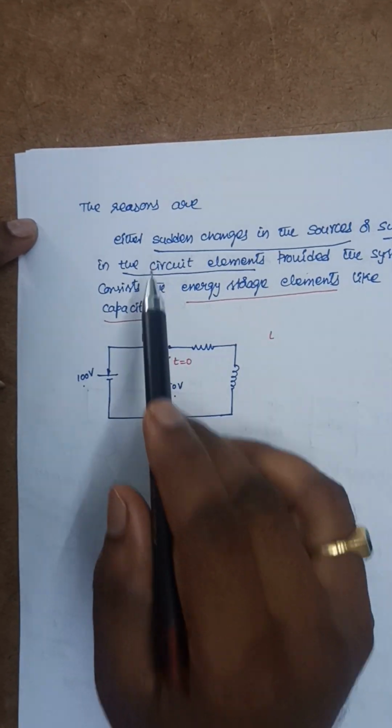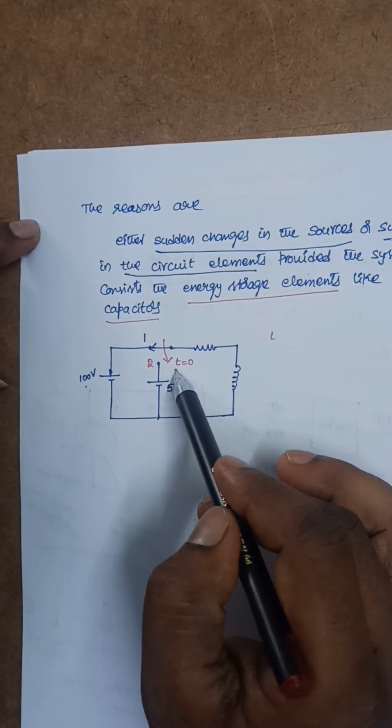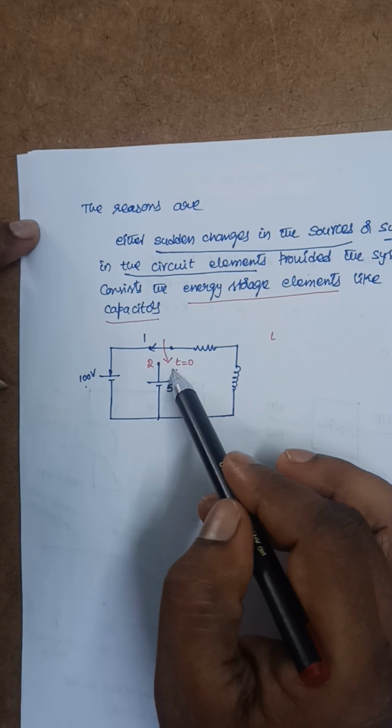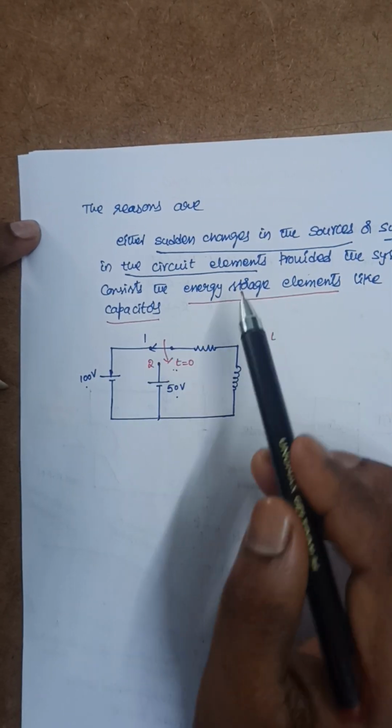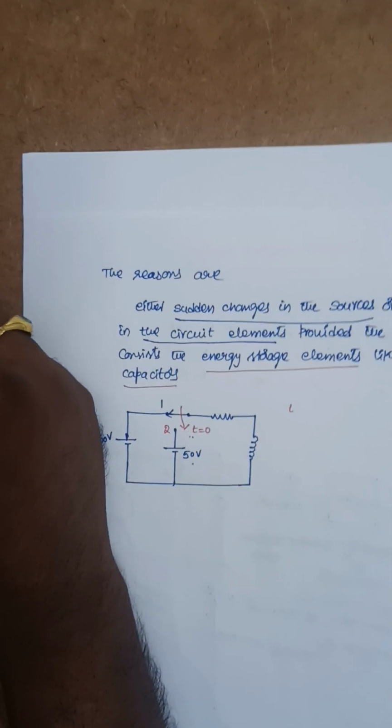The reasons behind the production of the transients are sudden changes in the source magnitudes or sudden changes in the circuit elements. Now let me explain these sudden changes in the circuit elements.